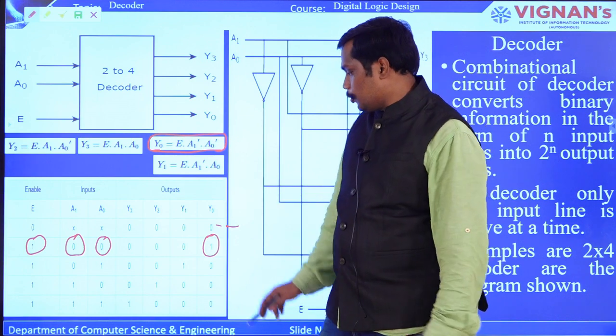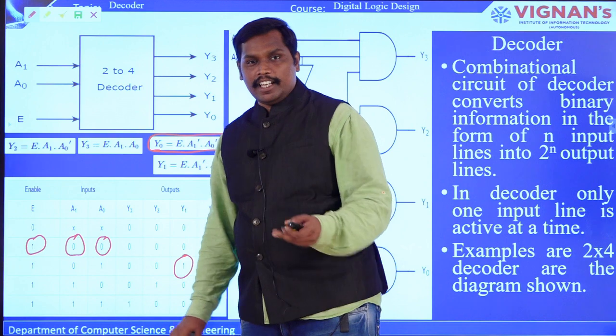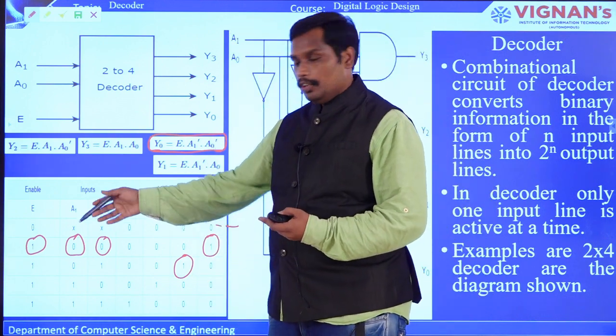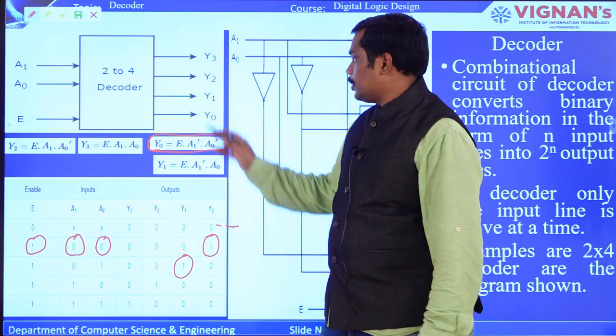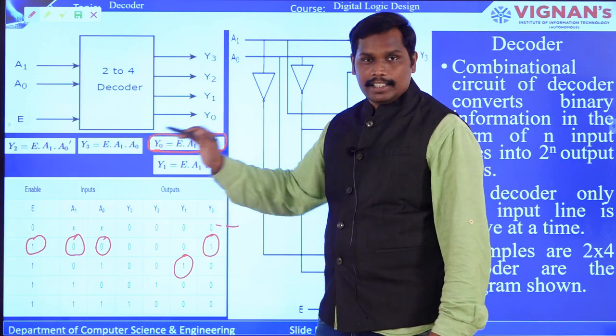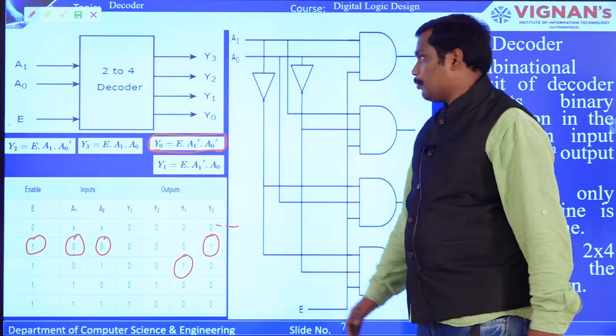In the same way, Y1 also you can extract. So Y1 is here. So the corresponding inputs, that are the enable pin as well as A1 and A0, which are considered as input. So based on that, that particular output pin will be active. So this is how you have constructed a Boolean function from the truth table of the 2 by 4 decoder.